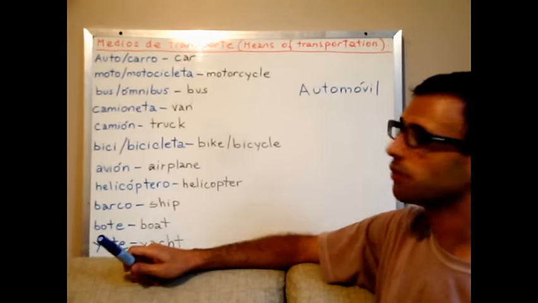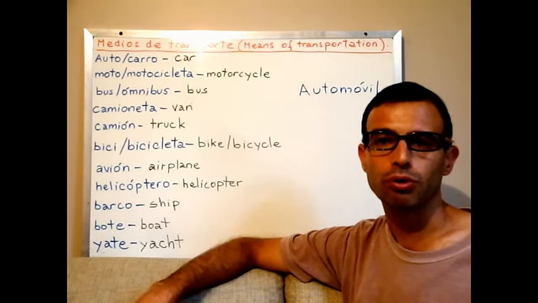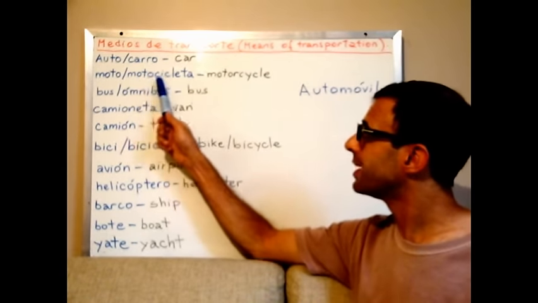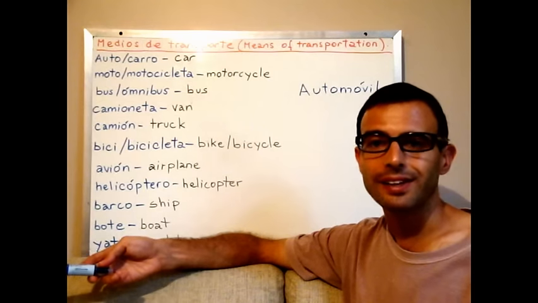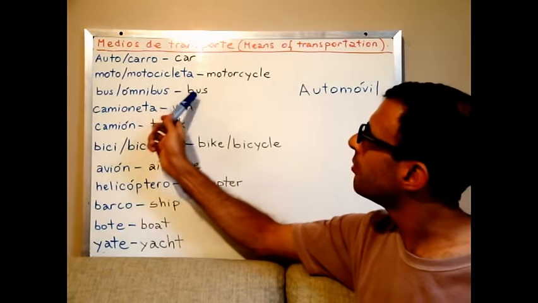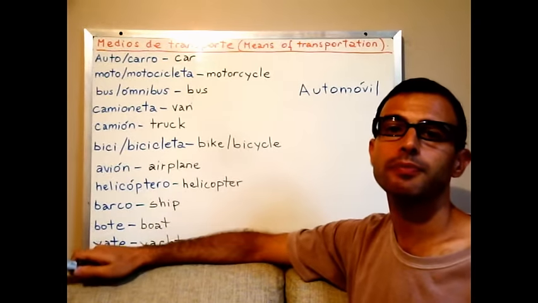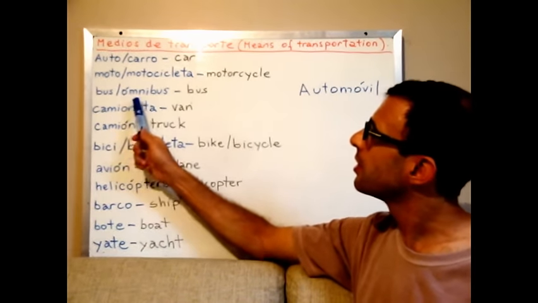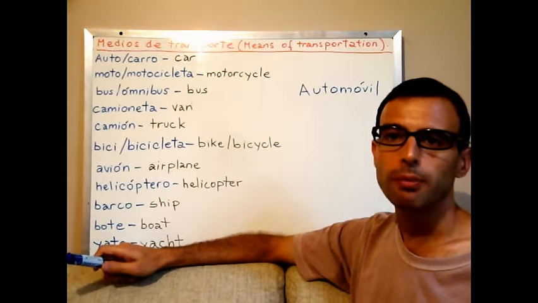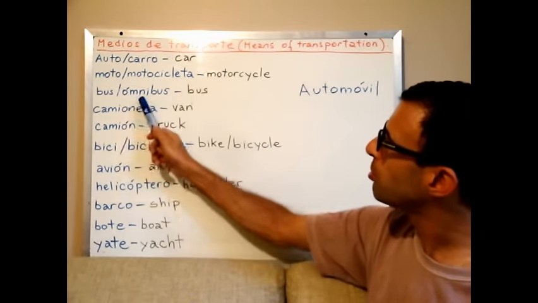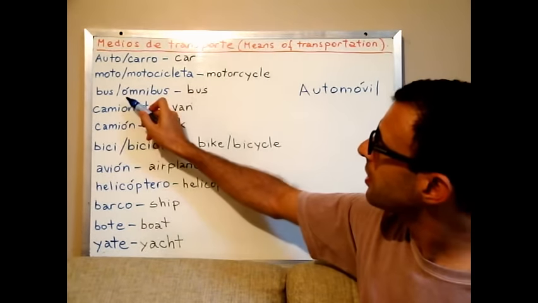Then we have motorcycle. Moto would be the short form, and motocicleta would be the word for motorcycle. For bus, we have the short form, which is bus, or we have the full word omnibus.